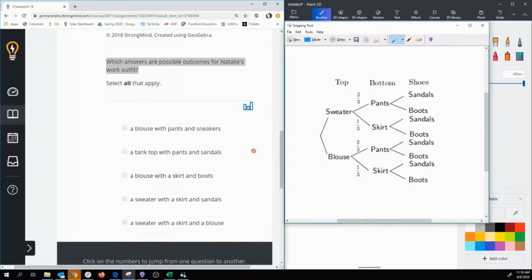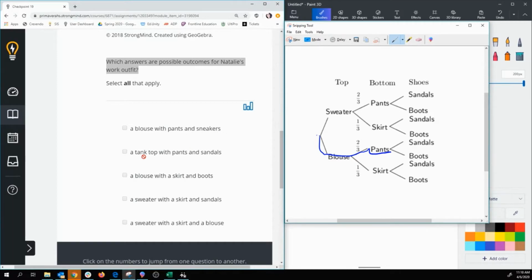So pretty much what we need to do here is read through all of the different answer choices and look at our tree diagram to see if it's possible, right? So the first option says she can wear a blouse with pants and sneakers. So here she could wear a blouse, she could wear it with pants. However, does she have an option for sneakers? She can either wear sandals or boots. So can she wear sneakers? Nope, right? She doesn't have sneakers as a choice. So this first one we don't want to pick.